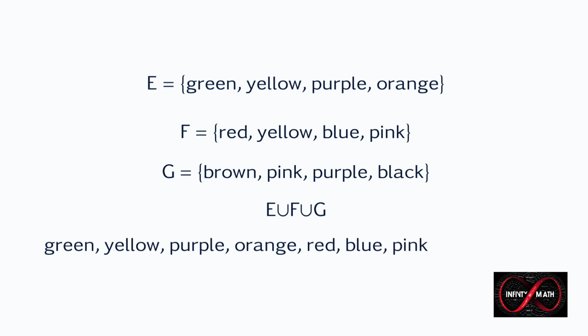Finally, let's look at set G. The first element is brown, which is not in the list, so let's add it. The next 2 elements, pink and purple, are already in the list, so you skip these. Finally, the last element, black, is not in the list, so you add it. Now you've made sure that all the elements from each set are included in your list without any duplicates.